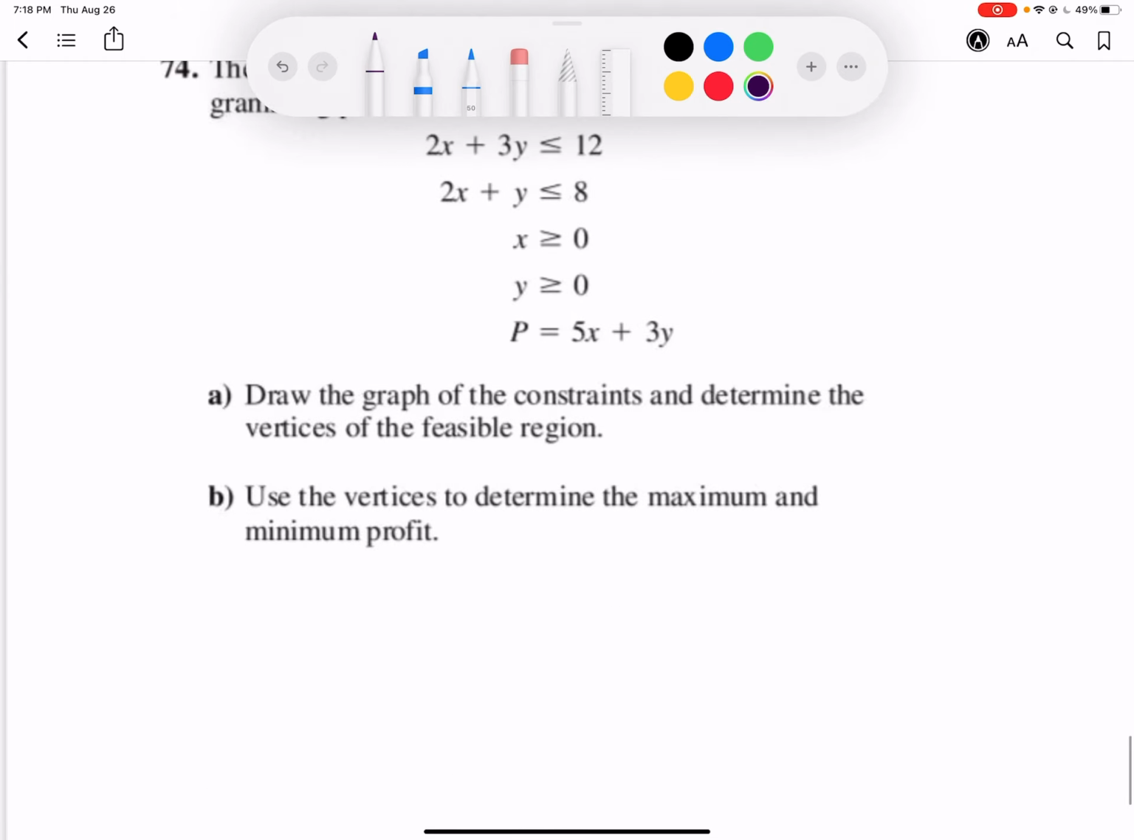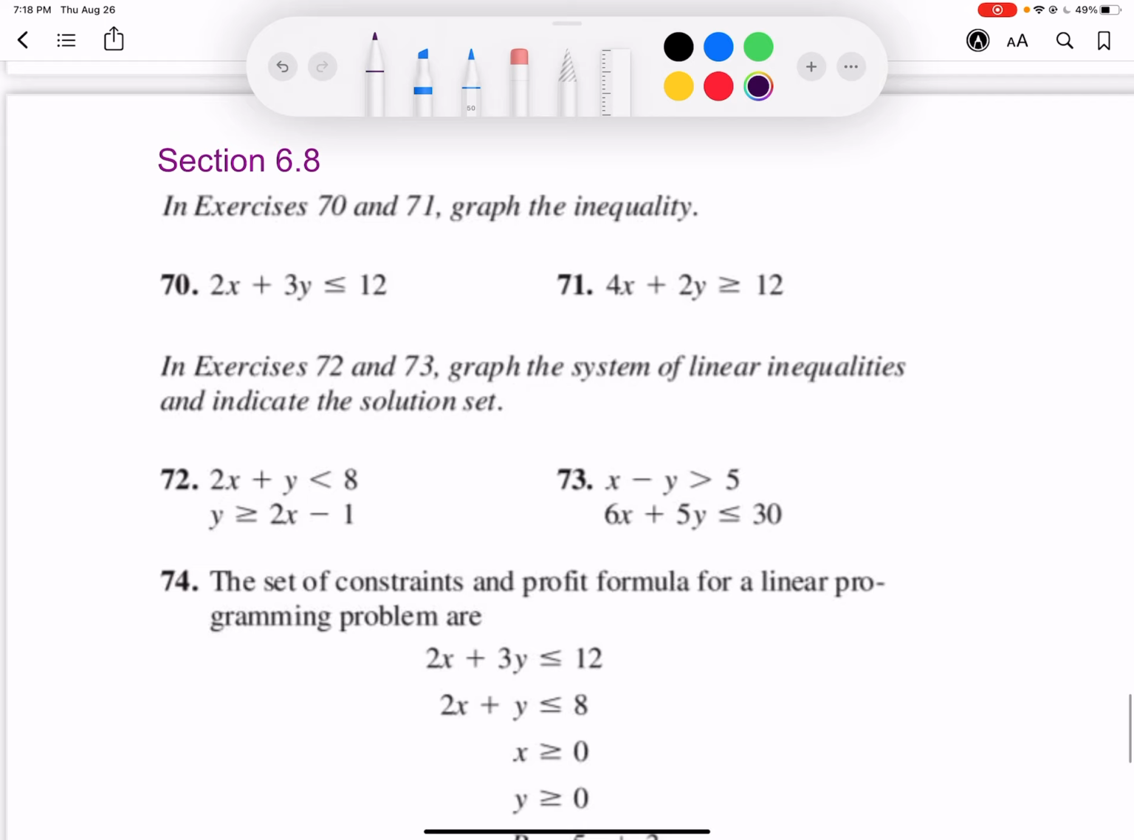I was just looking ahead at the last two, and I'm not going to do those ones for you because I did a video for 70 and 72, and I don't see any difference in the type of problems they are. So I think that if you watch both those videos, you'll be able to solve 71 and 73 on your own. So that's it.